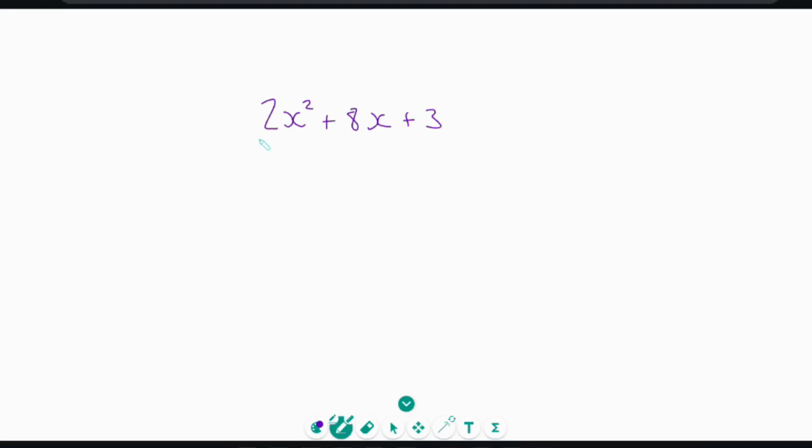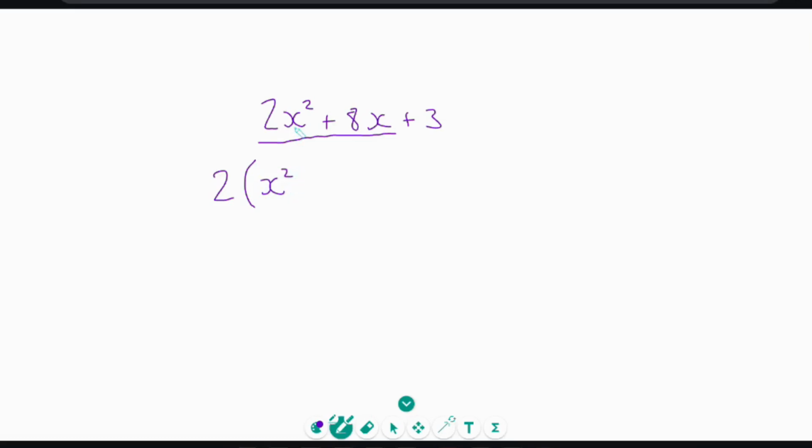So we can't complete the square yet because we need a 1x squared and we've got a 2x squared. So I'm going to put these two terms in a bracket. Because I want 1x squared, I'm going to divide them both by 2. So take 2 outside my bracket.